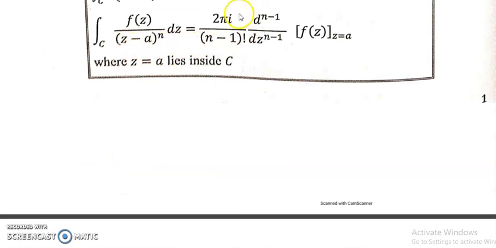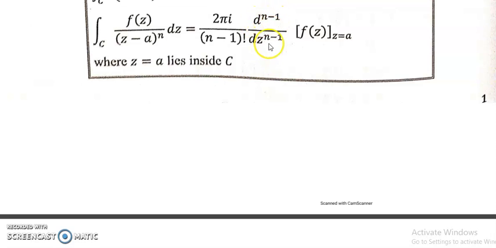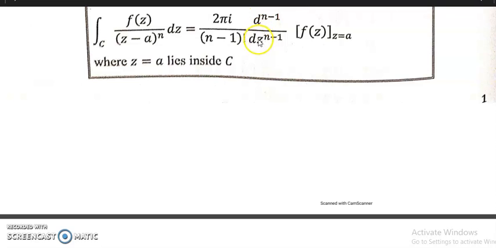Let us apply this. Okay, this is the formula. So when n is 3, we get 2 pi i by (3 minus 1) factorial, d to the power 3 minus 1, that is d square by dz square, of f of z at z is equal to a.